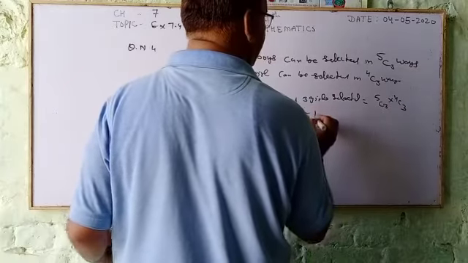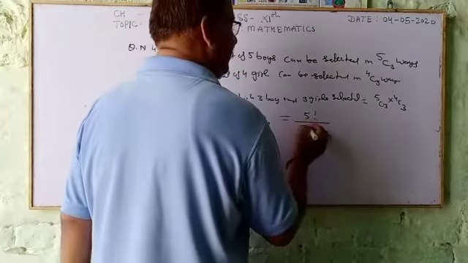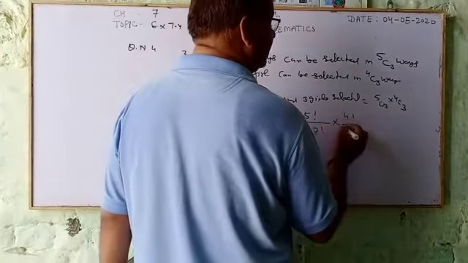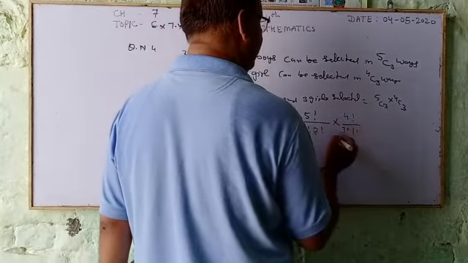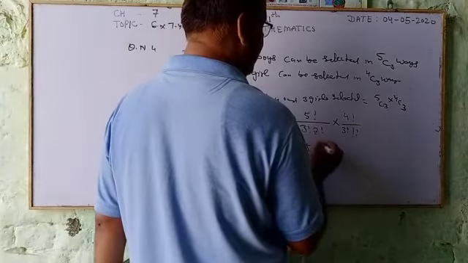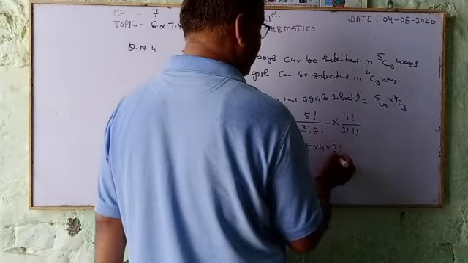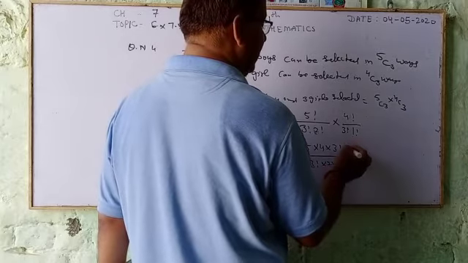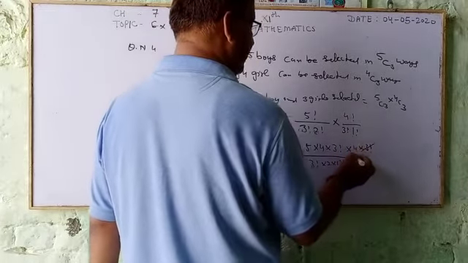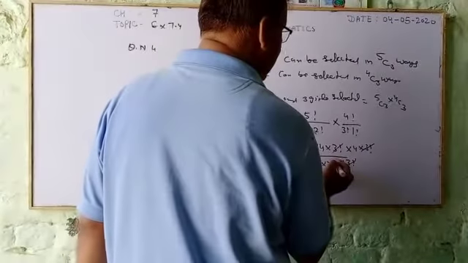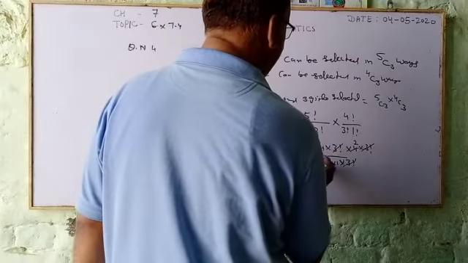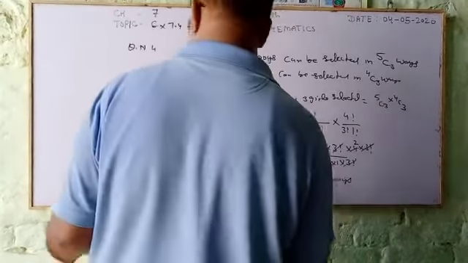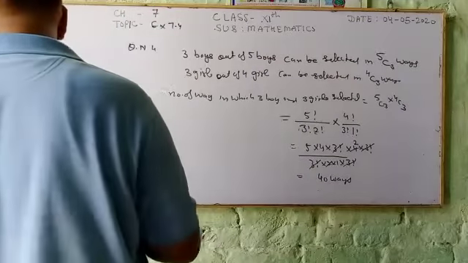So 5 factorial upon 3 factorial and 2 factorial, 4 factorial, 3 factorial and 1 factorial. So 5 into 4 into 3 factorial upon 3 factorial, 2 into 1 into 3 factorial into 4 into 3 factorial. We cancel out factorial terms and 2 cancelled by 2, 2 fives are 10, 4 fives are 20, 20 twos are 40 ways. So we get an answer 40 ways.